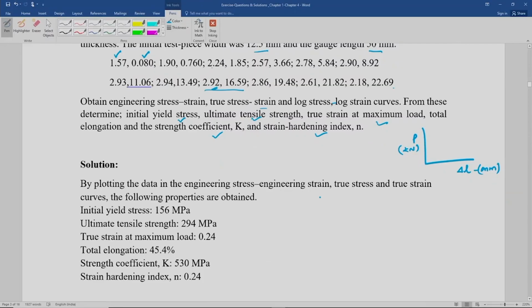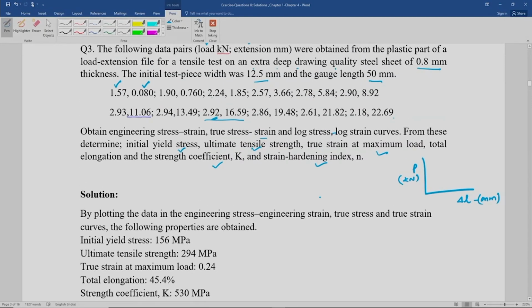So, what you need to do is basically get the engineering stress strain curve first. If you know the load extension data, from here you can get engineering S versus E. S is load divided by the initial area of cross section. The initial area of cross section is known to you: 0.8 into 12.5 you can put. Load is already given. Engineering strain you can put in decimals, which is nothing but delta L by L naught. Delta L is already given and L naught is 50.